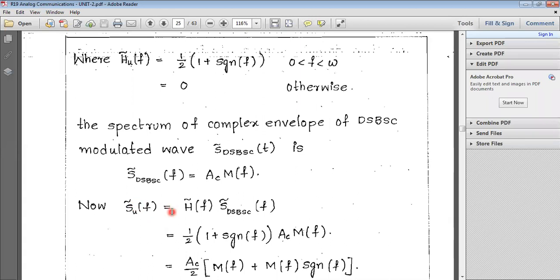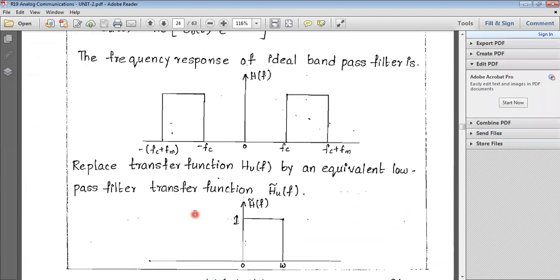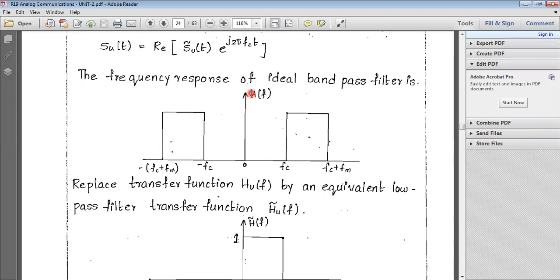with envelope is equal to, how can we get SSB? The SSB signal is generated by passing DSBSC through a band pass filter. So you consider the DSBSC envelope signal. What is the transfer function for the band pass filter? Already in a figure we mentioned H of f with envelope. So this is the transfer function, H of f, with envelope.